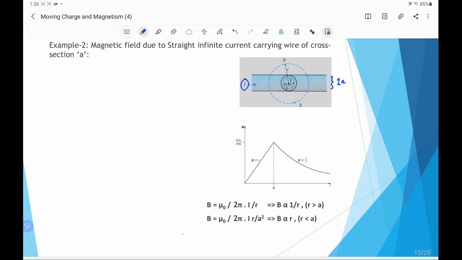So we choose 2 points. One is P, which is at a distance small r, and another point is inside the wire, point Q. So for point P, we can say r is greater than A, and for Q, r is less than A. Therefore, we have to find the magnetic field at these points using Ampere's law.